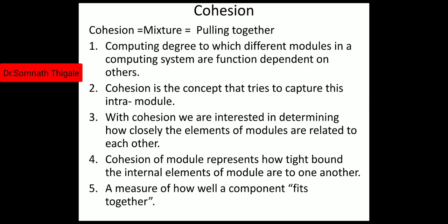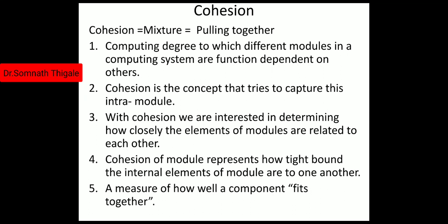It means, suppose I'm taking a simple example of ATM withdrawal. I insert my PIN after swiping a card, and I enter the amount I want to withdraw. These inputs are given to the next process to give the money out. That is a strong relation between them. That strong relation is called cohesion. So it is a concept that tries to capture this intra-module relationship.